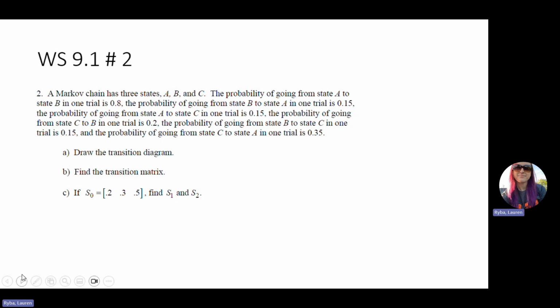So instead of doing 2 states, now we're going to look at one that has 3 states here. This Markov chain has 3 states, A, B, and C. So I'm going to put A in a circle, B in a circle, and C in a circle. The probability of going from state A to B in one trial is 0.8. So A to B, 0.8. The probability of going from B to A is 0.15.